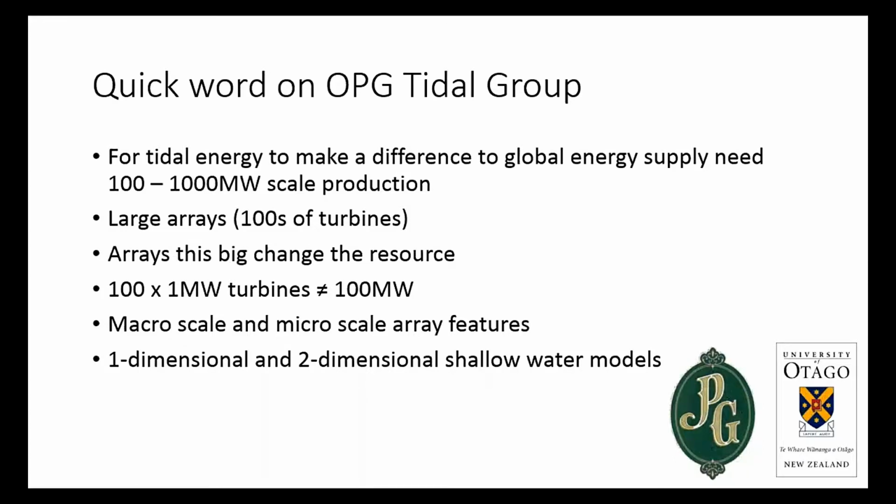So a quick word on our group. We focus on resource assessment modelling of very large turbine arrays, so hundreds of turbines, potentially thousands. The reason we're focusing on this is that if tidal energy is going to make a significant contribution to global energy supply, then we need to generate hundreds of megawatts, if not gigawatts of power. So arrays this big actually change the tidal resource. So 100 megawatts of turbines won't necessarily equal 100 megawatts of output. Sometimes it's higher, sometimes it's lower.